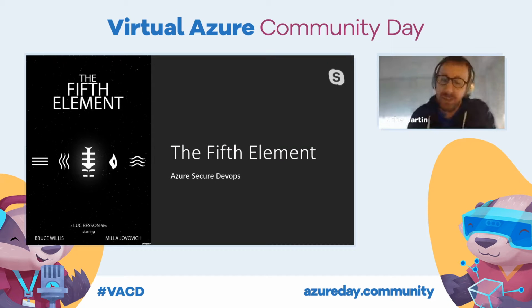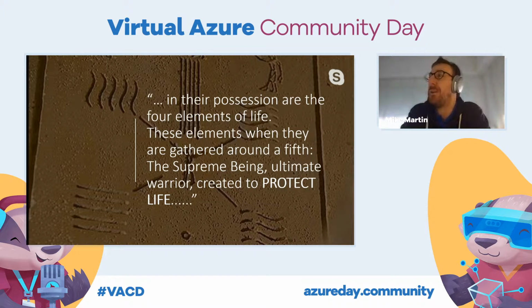A small introduction on this topic. For those who may have seen the movie The Fifth Element, there is a quote that states, "In their possession are the four elements of life. And these elements, when they are gathered around the fifth, the supreme being, ultimate warrior created to protect life." The four elements of life are water, earth, wind, and fire. They are gathered around a fifth element, magnificently played by Milla Jovovich, a supreme being there to protect life. And actually, protection is the same as security.